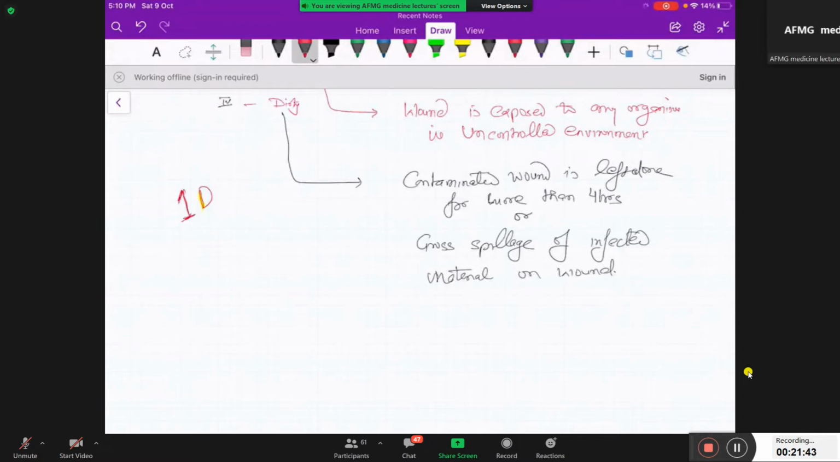Another question. What type of wound are you going to have in a supraclavicular lymph node excision?